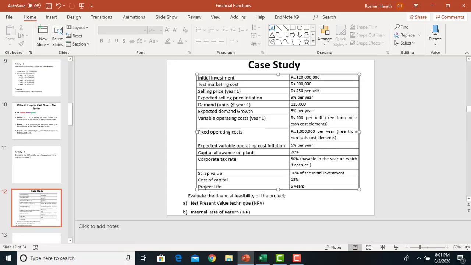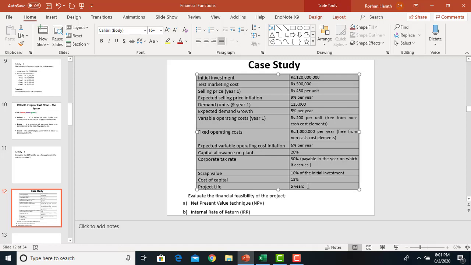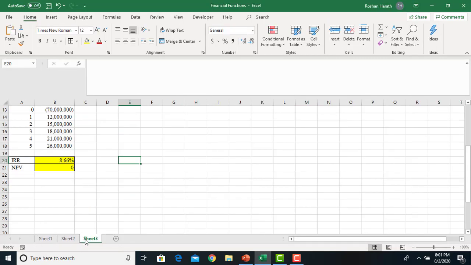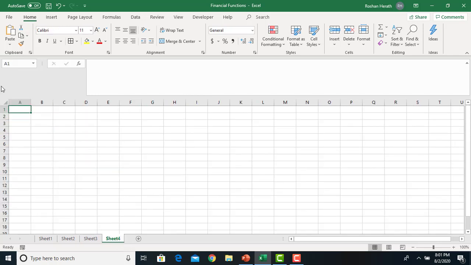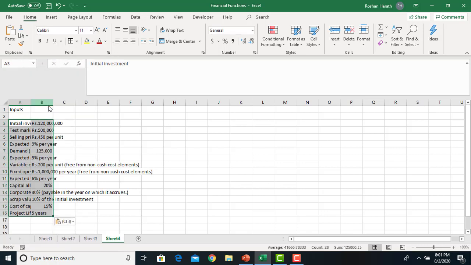So initially you can copy the information to an Excel sheet. Let me take a separate Excel sheet for that. And this is basically your inputs. This would serve as the input. This information, what is given there, is simply the inputs of this.